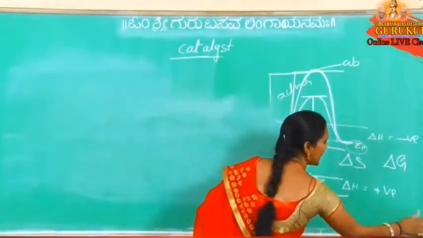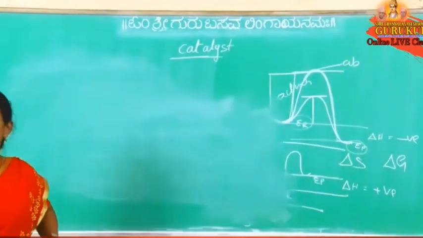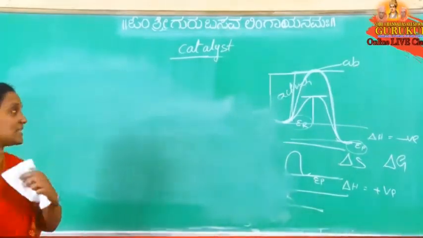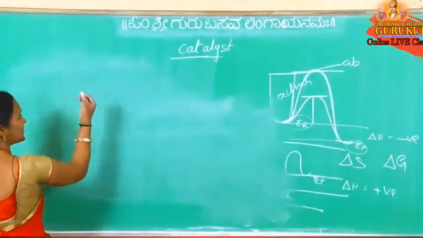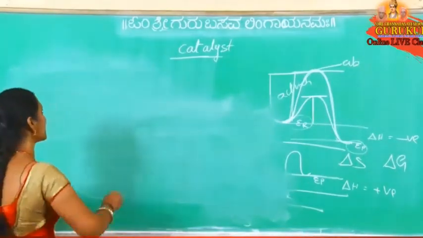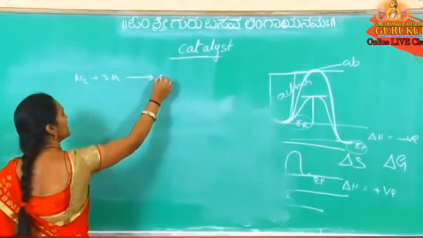What is the meaning of positive catalyst and negative catalyst? They will give one reaction, and in that reaction, this one acts as a positive catalyst or a negative catalyst. Like that given, what is positive and negative? Haber's process is a well-known example. In Haber's process, N2 plus 3H2 gives 2NH3.